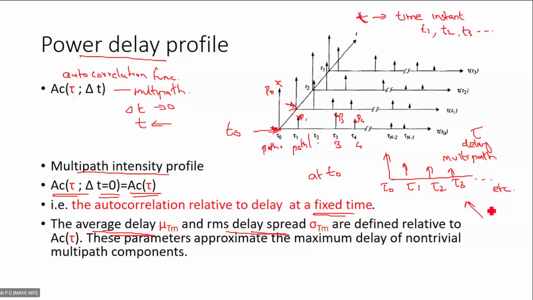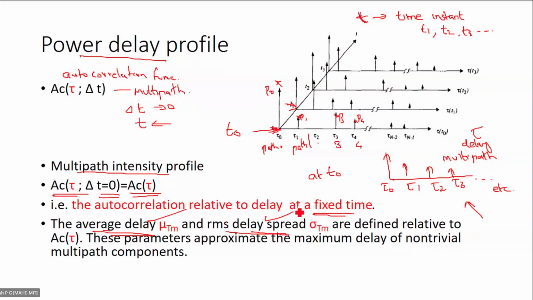the parameters are average delay. You can see it here. Average delay, RMS delay spread, and then there are something called maximum delay, etc. But most of the textbooks stick to these values. I mean, the important parameters that we can get from these kinds of diagrams are average delay, that is mu tm, and RMS delay spread, that is sigma tm.